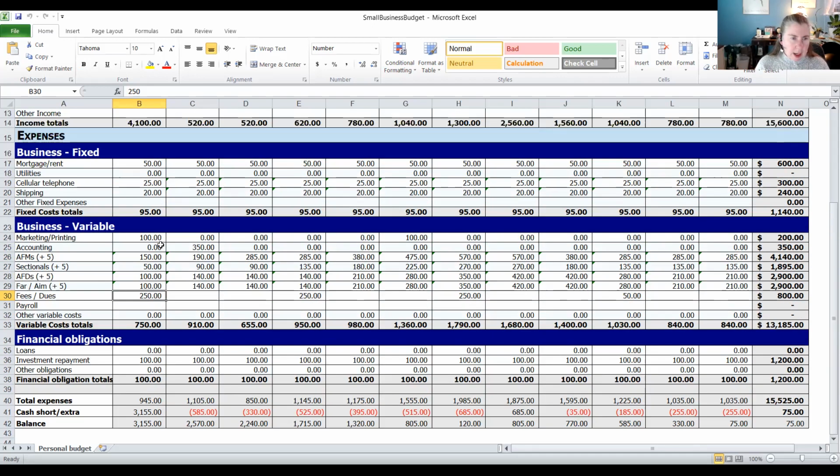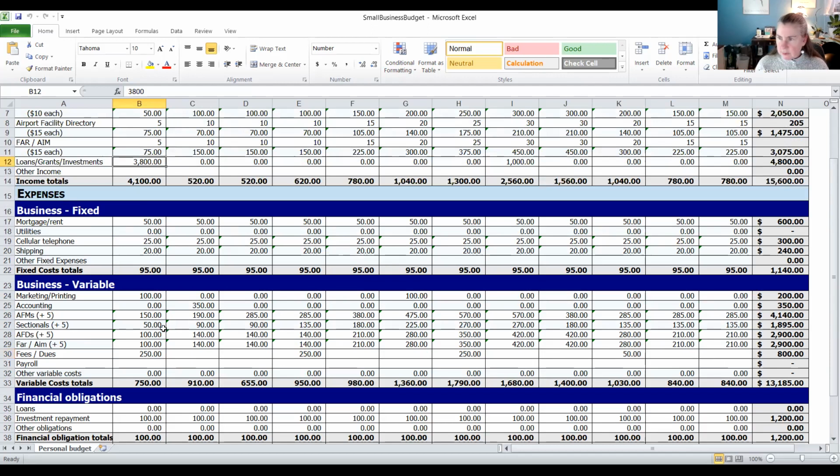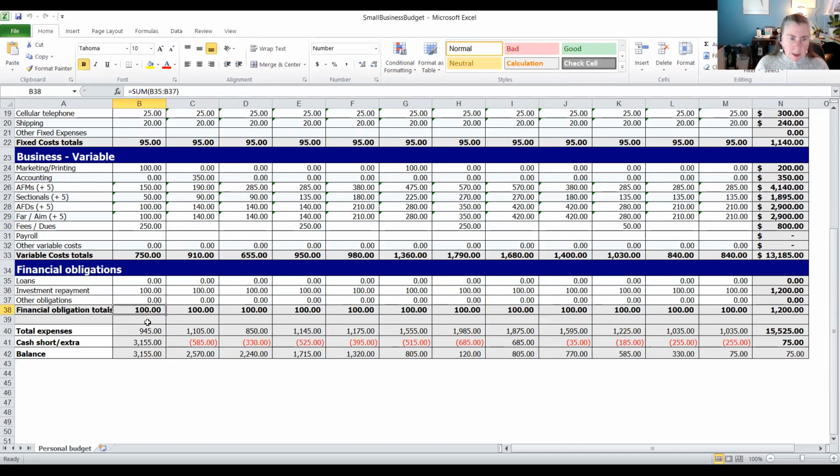And then because I got this investment, I am paying $100 back a month. Or perhaps my father loaned me this money and I'm going to pay him $100 back a month. I'm only paying $1,200 back in the year, but at least I'm making progress. So I have my total expenses, and then I take my income minus my total expenses to come up with my cash short or extra. And then this is my bank balance.